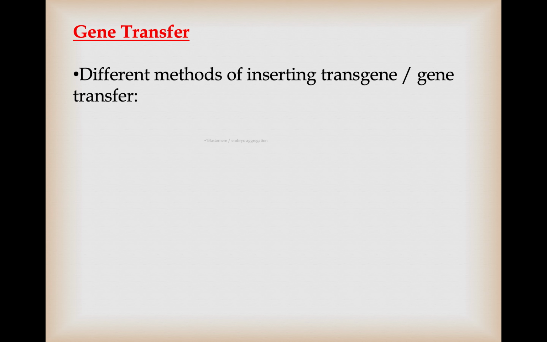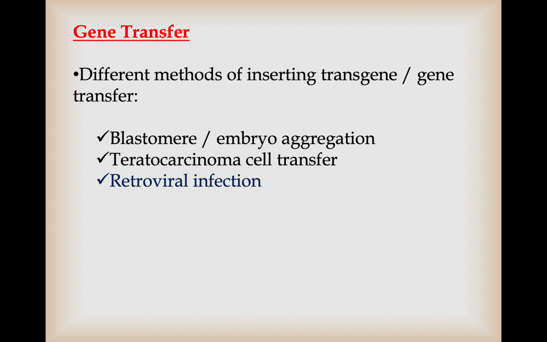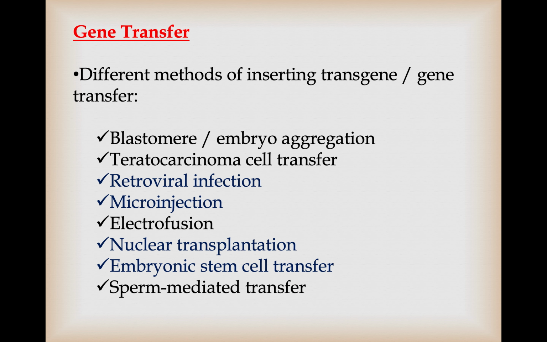We have several gene transfer methods, and I'm going to be discussing 4. So let's have a look. Now, we have blastomere or embryo aggregation. We have teratocarcinoma cell transfer, which involves cancer cells. We have retroviral infection. We have microinjection. We have electrofusion, similar to electroporation, nuclear transplantation, embryonic stem cell transfer, and sperm-mediated transfer. I'm sure you can guess these based on the name. And the last one would be particle bombardment, or ballistic, similar to plant transformation.